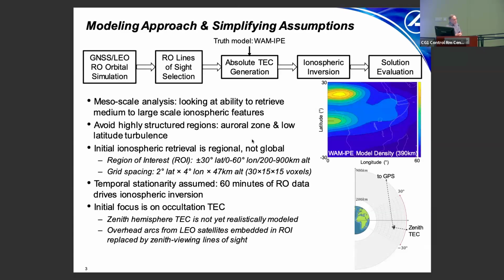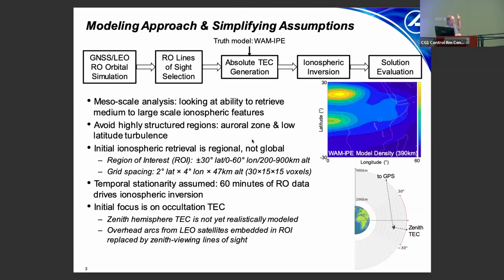Okay, so we have something I'm going to call Aussie-like. It's not entirely an Aussie, and I'll talk about where that's different. We start with an orbital simulation. We calculate the lines of sight for that simulation. We have a truth model, in this case WAM-IPE, and we generate TEC along those lines of sight. Then we do an ionospheric inversion, but we're not using an assimilative model as part of that. This is just a linear algebra inversion of the system. Then we evaluate the performance of that solution relative to the truth.